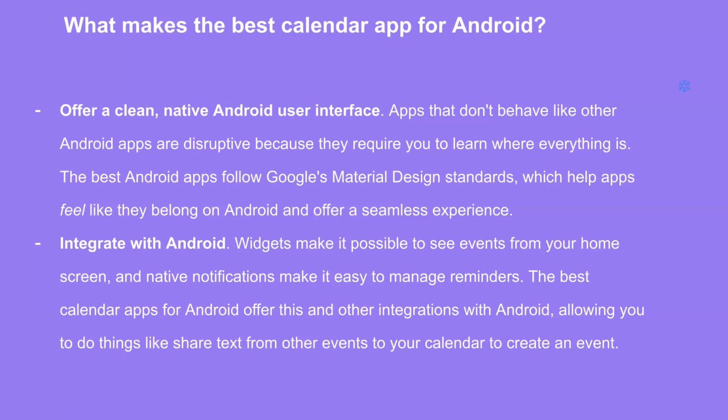Integrate with Android. Widgets make it possible to see events from your home screen, and native notifications make it easy to manage reminders. The best calendar apps for Android offer this and other integrations with Android, allowing you to do things like share text from other events to your calendar to create an event.